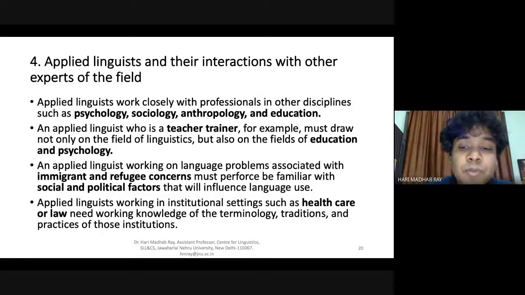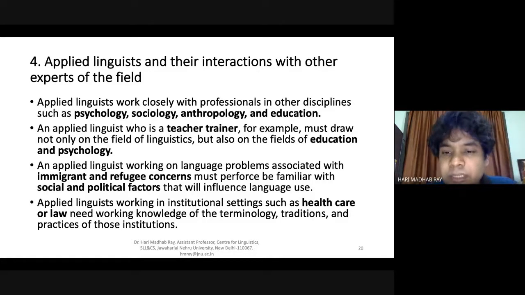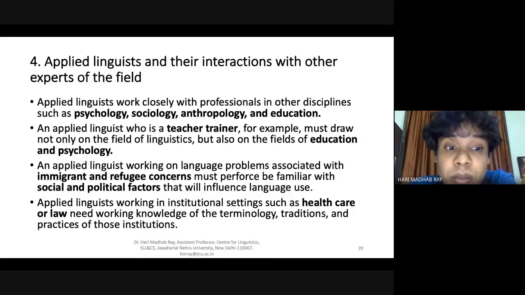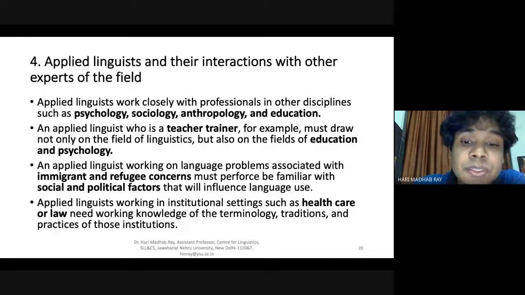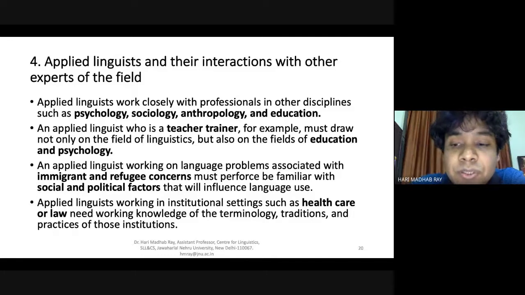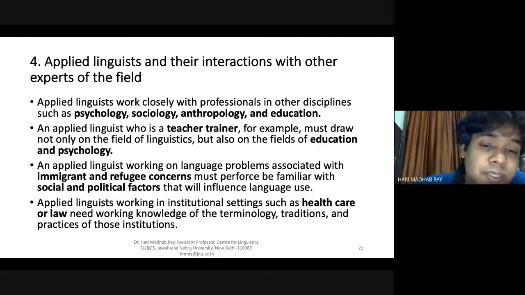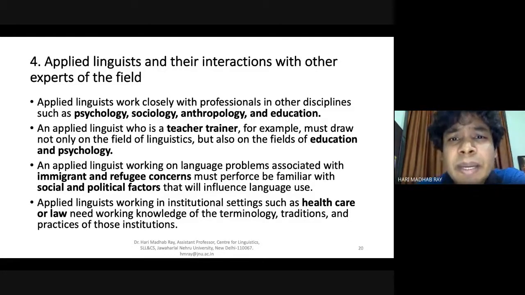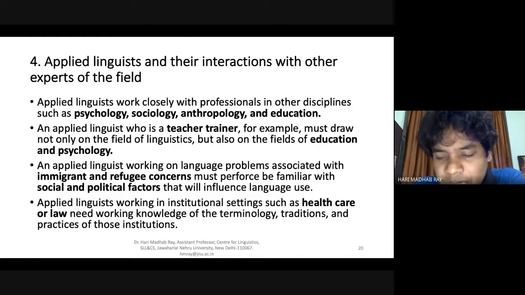So applied linguists working in institutional settings such as healthcare or law need working knowledge of the terminology, traditions, and practices of those institutions. Even many people working in institutional settings such as healthcare or law need to be aware of the legal terminology, the traditions and practices of that institution. So there are many things we need to interact with. Just a few I have noted down.